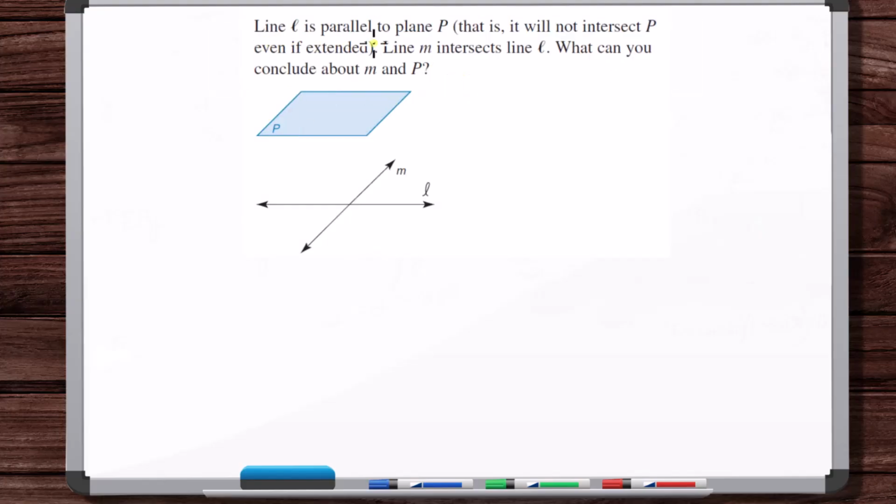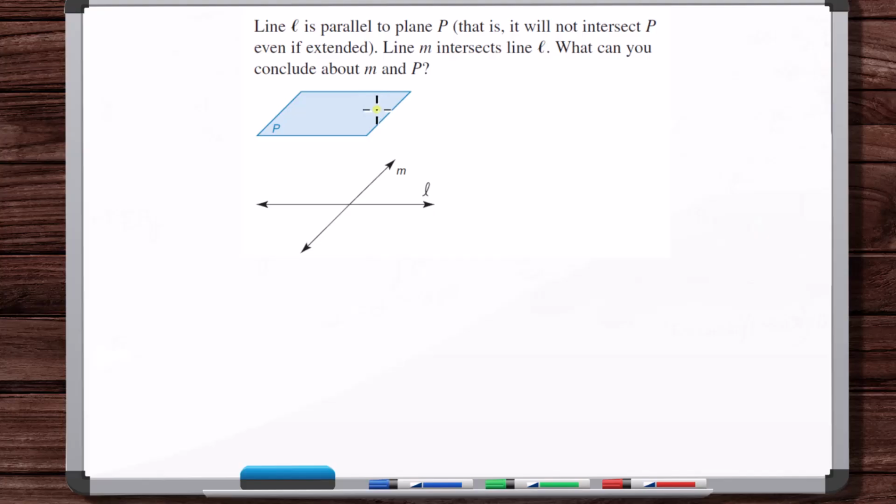Line L is parallel to plane P. That is, it will not intersect P even if extended. Line M intersects line L. What can you conclude about M and P? Okay, that's interesting. Let's read this again. So line L is parallel to plane P. That is, it will not intersect P even if extended. Right. Line M intersects line L. So what can you conclude about M and P?